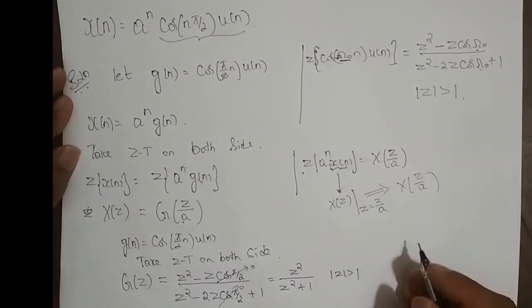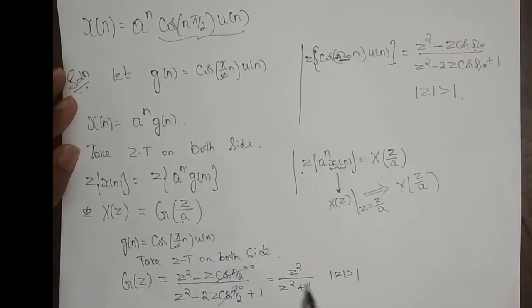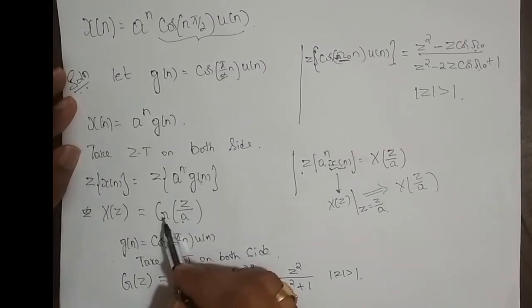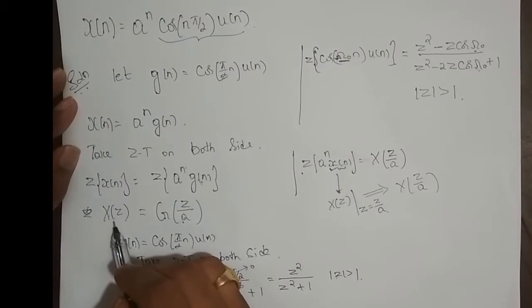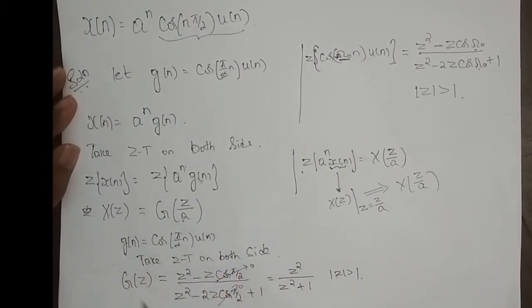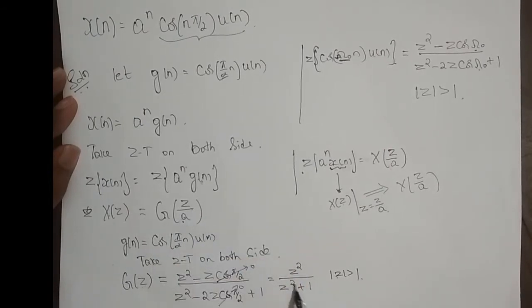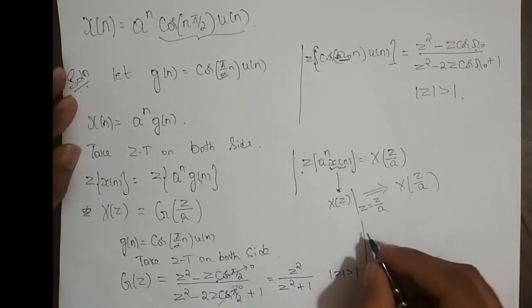Right? Okay. So now I got g of z, which is z square divided by z square plus 1 with magnitude of z greater than 1. But what I need is g of z by a, which is x of z, and this is my ultimate result which I want to find, right? Fine. So since I got g of z, I can get g of z by a. In this equation, wherever z is there, I have to replace it by z by a, including the ROC. In the ROC also I have to replace z by z by a. Okay. So what do I get?